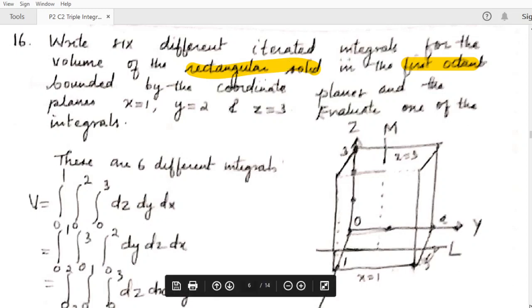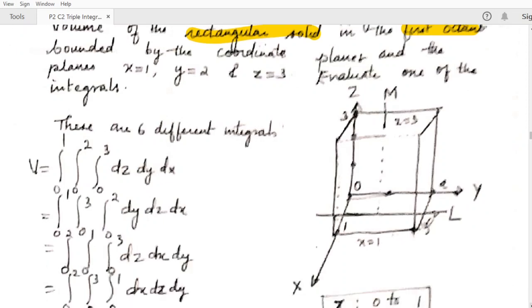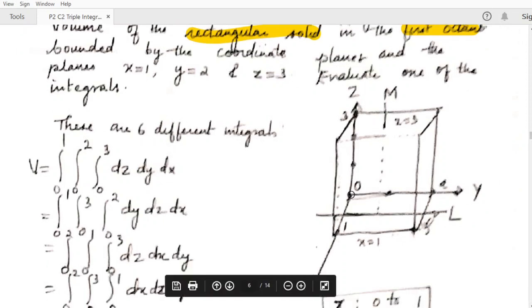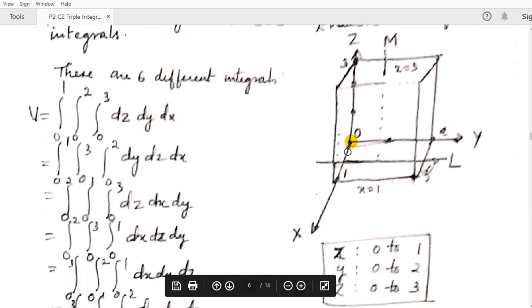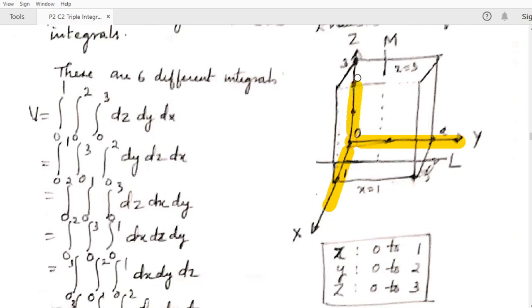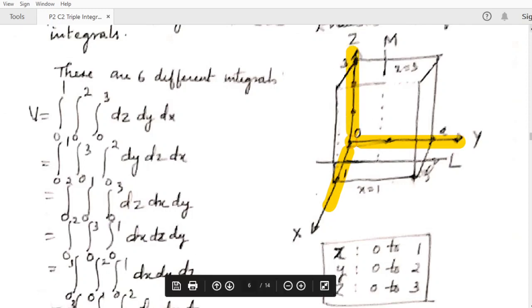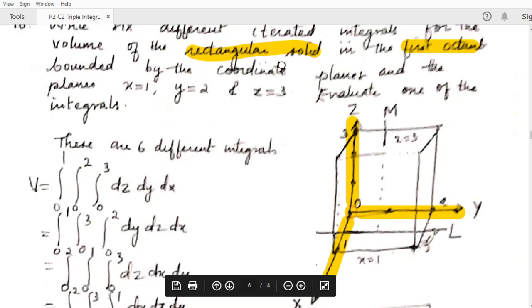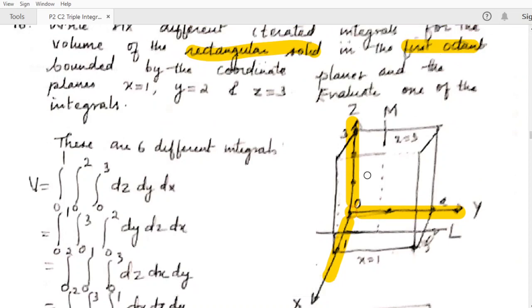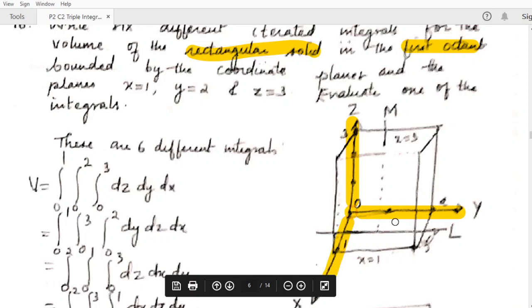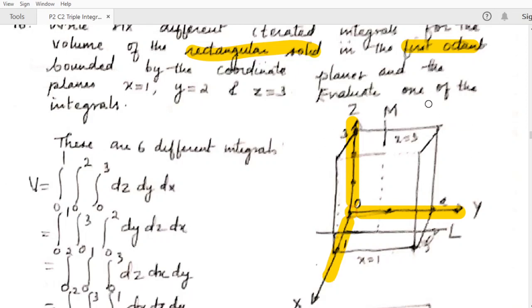So first, to see the solid, let us plot the origin O. This is our x-axis, this is y-axis, this is z-axis. Firstly, it is already told that our solid is in the first octant. That means our solid is in the region where x, y, z all are positive. So it is in this particular region.